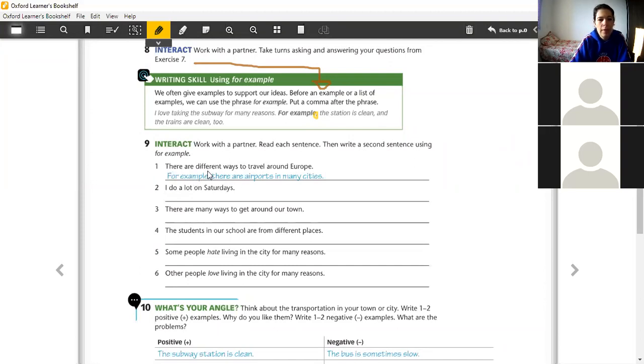Então, a primeira. There are different ways to travel around Europe. For example, there are airports in many cities. Então, tem várias maneiras de viajar pela Europa. Por exemplo, tem aeroportos em várias cidades. Number 2, como pode ficar?